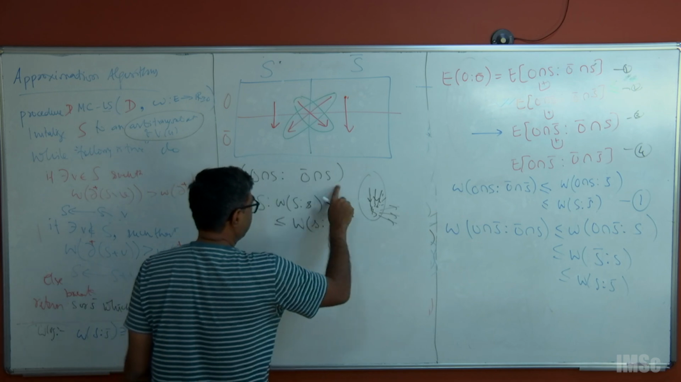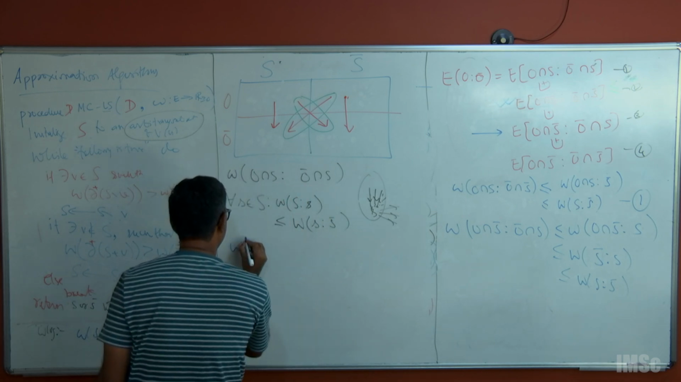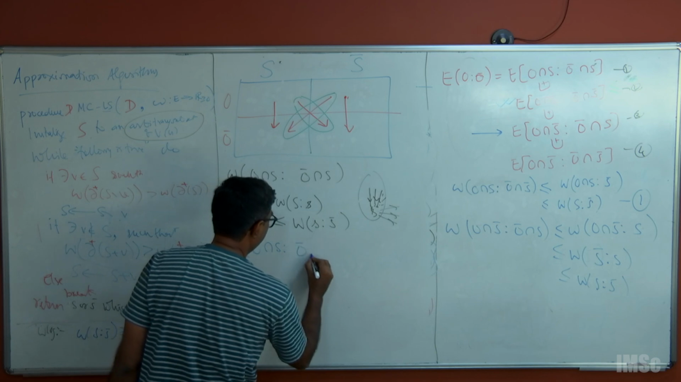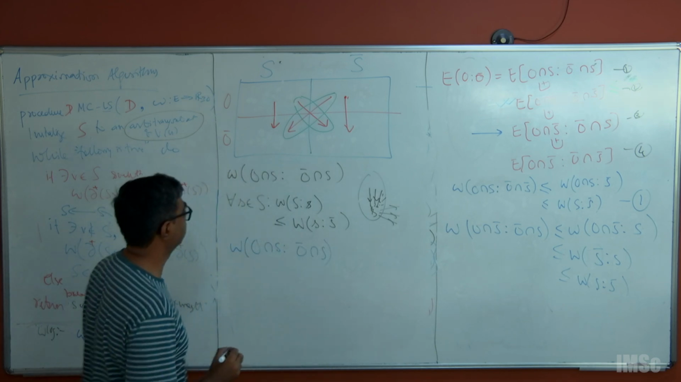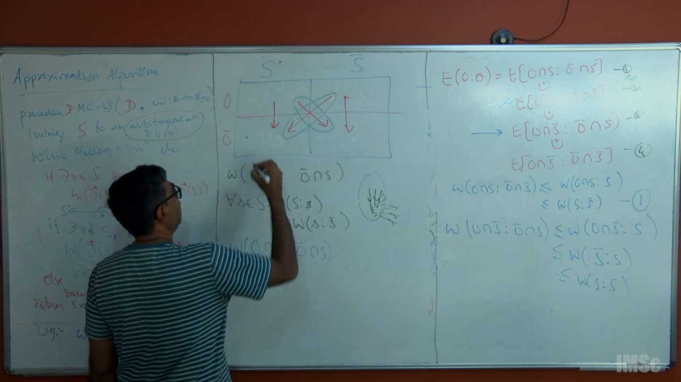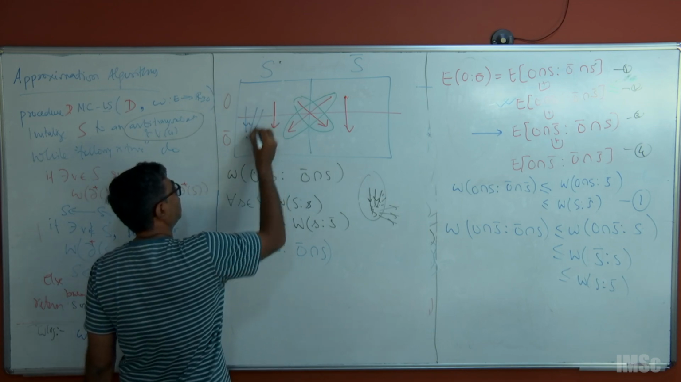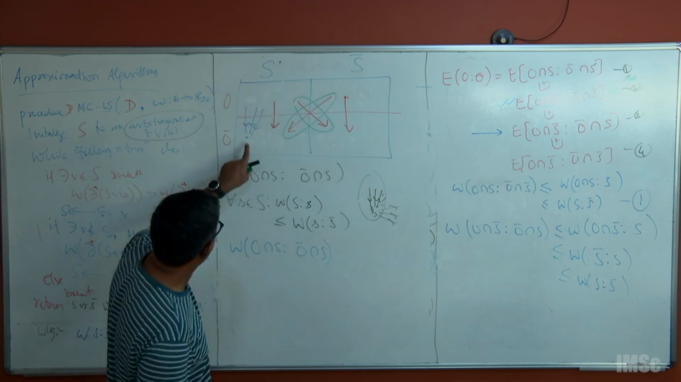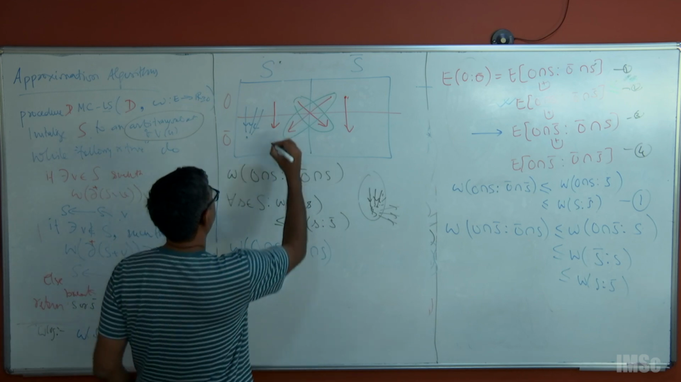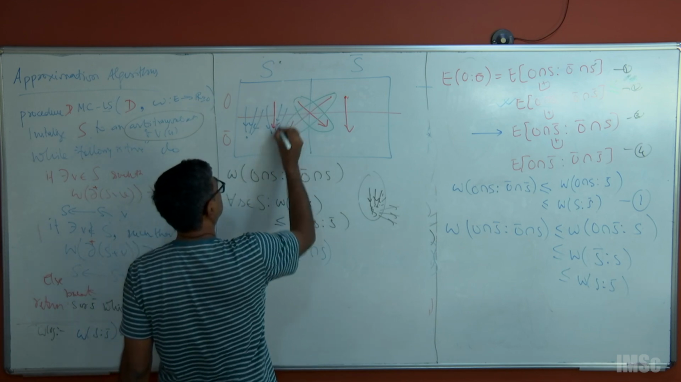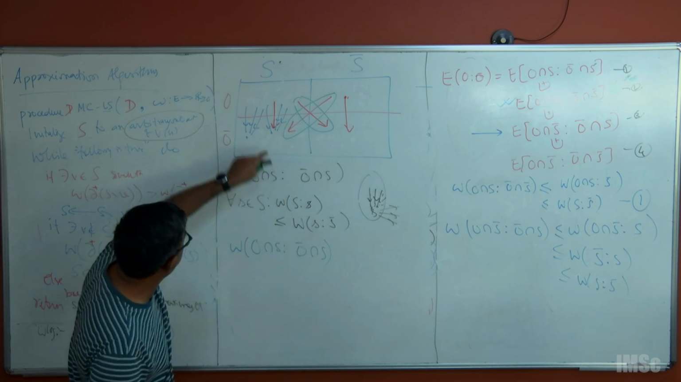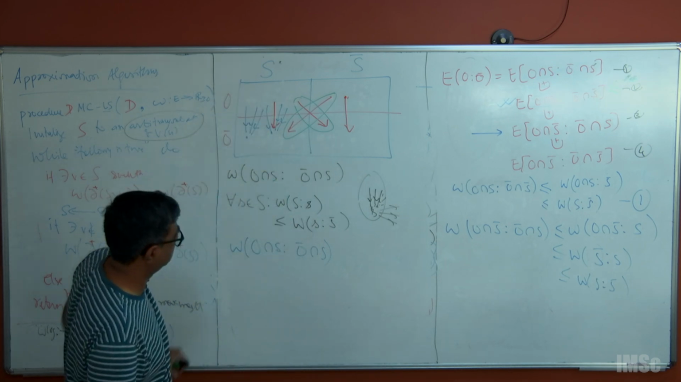Now look at this quantity. What is this quantity? Weight of O intersection S is O bar intersection S. Look at a vertex here, right? It is this. You understand? It is this, right? So what is O intersection to O bar intersection S? It is these kind of arcs, right?